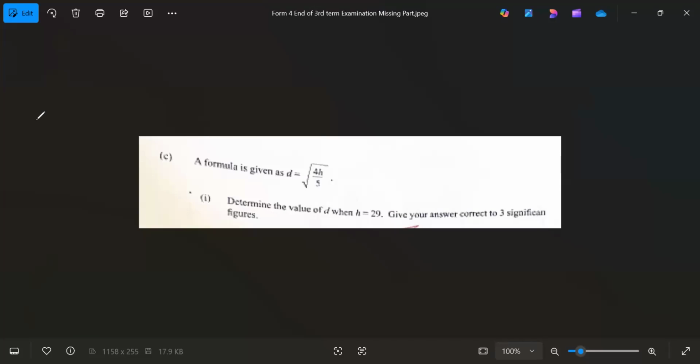So you're going to write this down for me. What you're writing down for me is D is equal to the square root of 4h over 5. D is equal to, determine the value of D when h is that. Now, we're not going to do that. Here, what I want you all to do for me instead, I want you all to make h the subject of the formula for me.